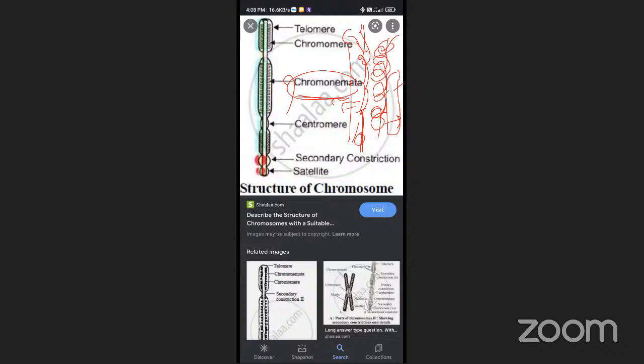It is clearly observed in interphase of the chromosome. In metaphase, the chromomeres are not visible because the chromosomes themselves are in a condensed state. And finally, it reaches the chromatid.